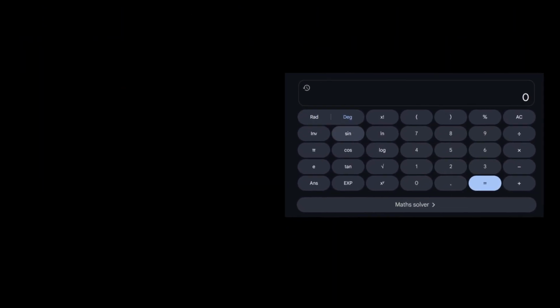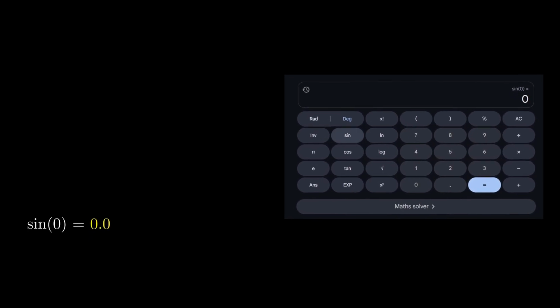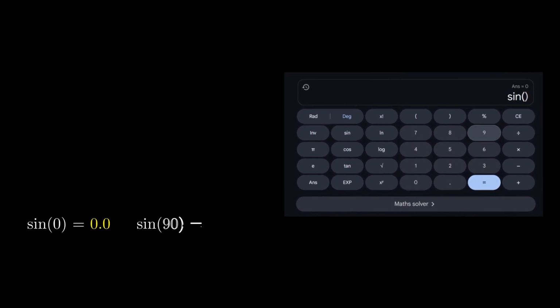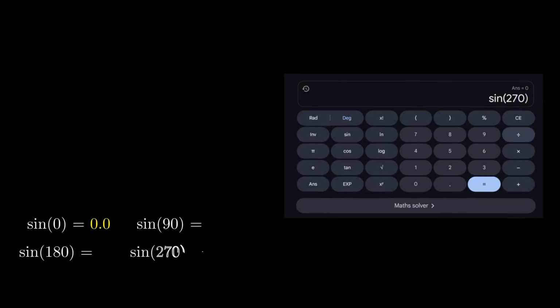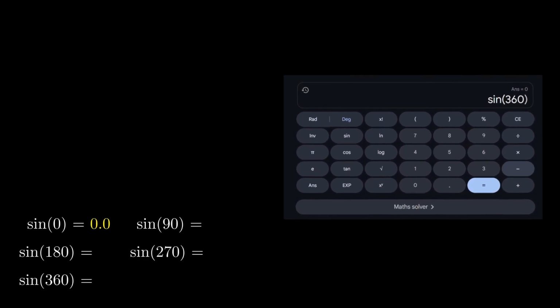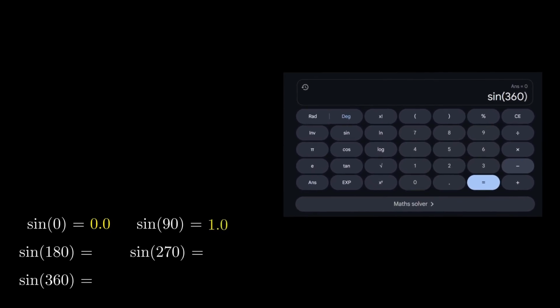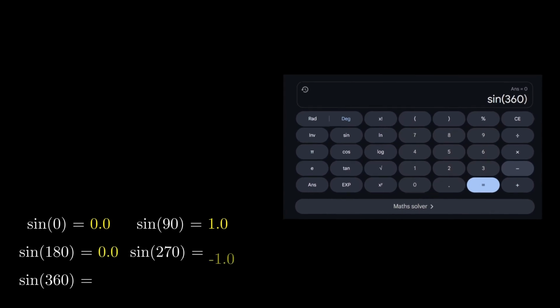Take out a calculator and make sure it's in degrees first and input a 0 in the sine function. You'd be sure to get a 0. Now clear everything and repeat this for the numbers 90, 180, 270 and 360. Your output should look something like this: 1, then 0, then -1, then back to 0. And this repetition would go on forever.